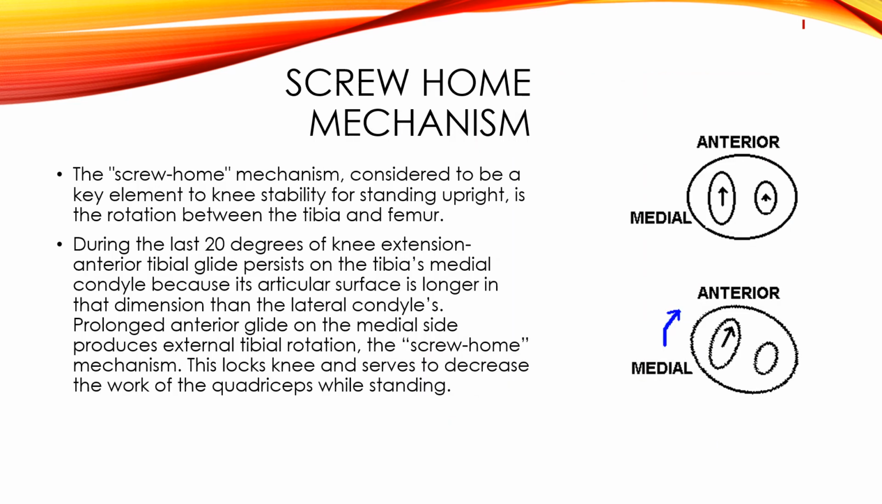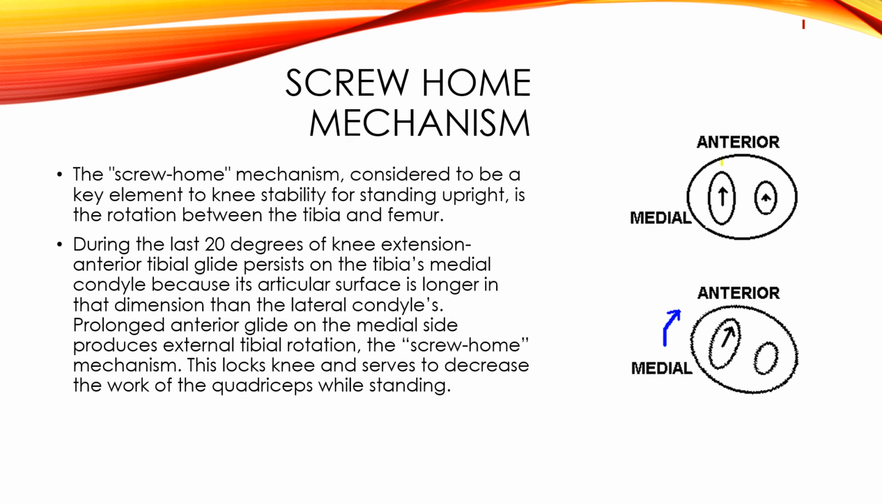The screw home mechanism is considered to be a key element for knee stability. What happens in the screw home mechanism? It is a rotation between tibia and femur which occurs automatically between full extension, that is 0 degrees, and 20 degrees of flexion of the knee. In extension of the knee, the tibia glides anteriorly on the femur. In the last 20 degrees of knee extension, anterior tibial glide persists on the tibial medial condyle because its articular surface is longer in that dimension than the lateral condyle.